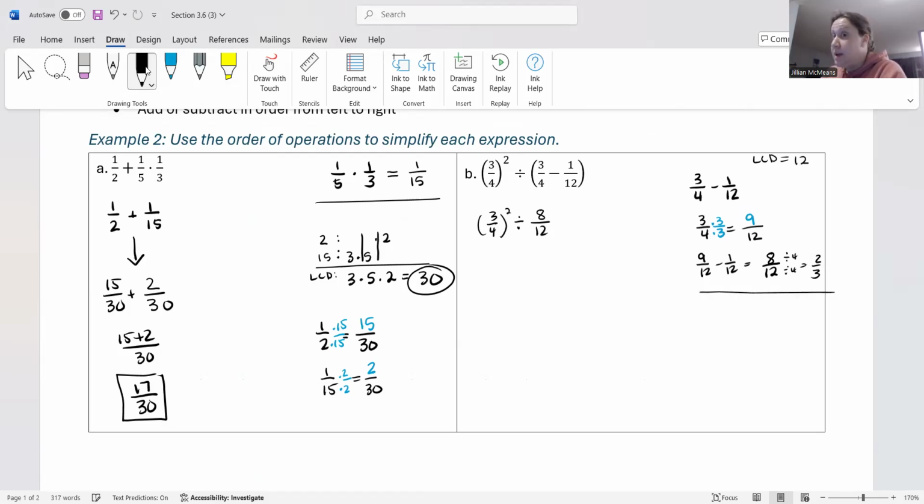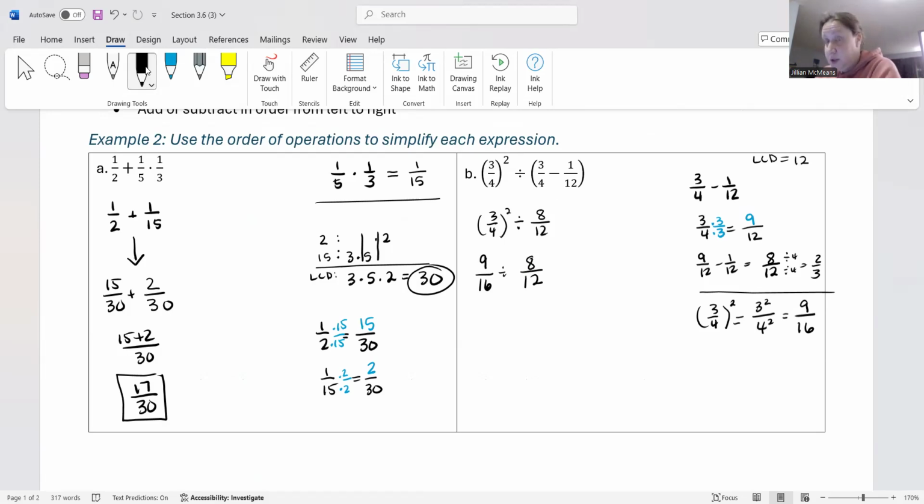Now, next up, we want to deal with the exponent. So (3/4) squared, you have to remember, if you have a fraction with an exponent, as long as your fraction is in parentheses, the exponent applies to both the numerator and the denominator. So that would make this 3 squared over 4 squared. 3 squared is just 3 times 3, which is 9. And 4 squared is 4 times 4, which is 16. So what we have now is 9/16 divided by 8/12, or if you want to, you can use the 2/3.